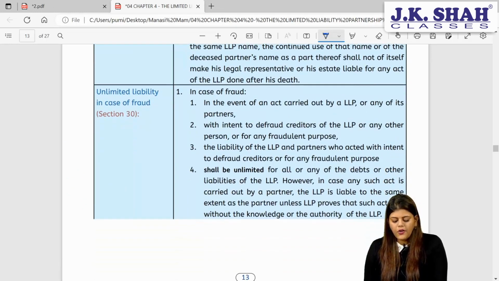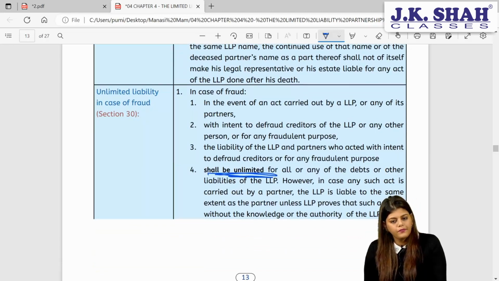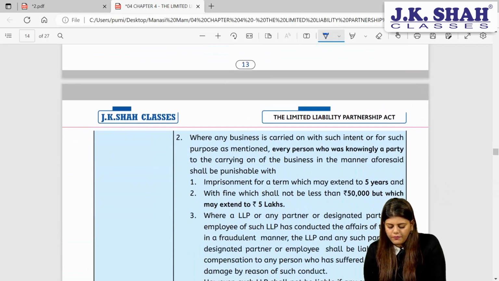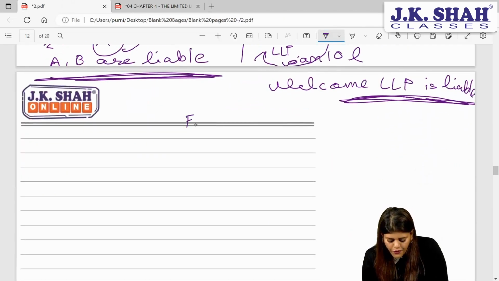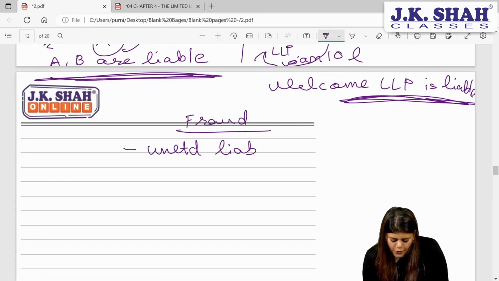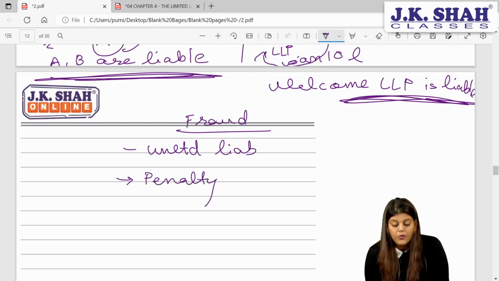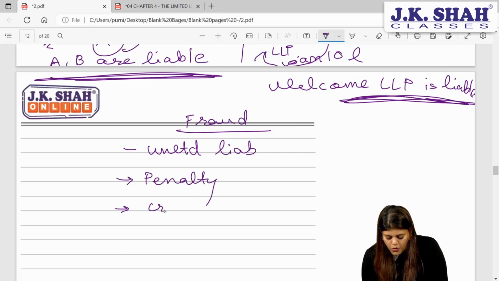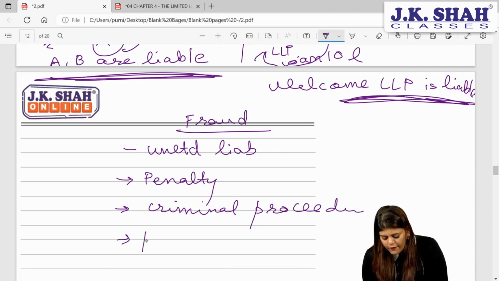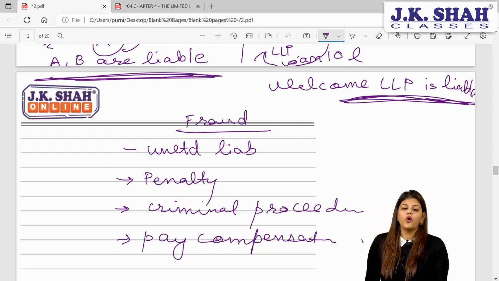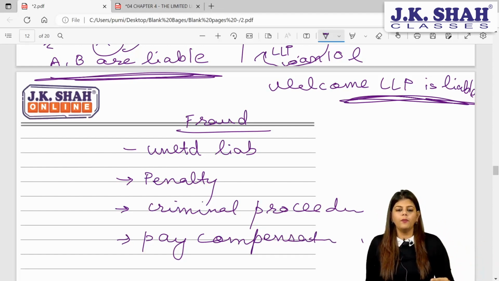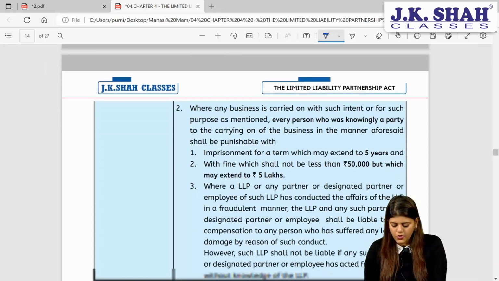And as I told you, in case of fraud, your liability is unlimited. Not only this, then you will have to pay penalty if you are a party to that fraud, if you are involved in that fraud. There also will be some criminal proceedings started against you. You will also have to pay compensation, pay damages to the aggrieved party. So basically, if you do fraud saying that I didn't do it, LLP has done it, again they will catch you. So there is no lifting of corporate veil, but there is unlimited liability. This is what this part is.